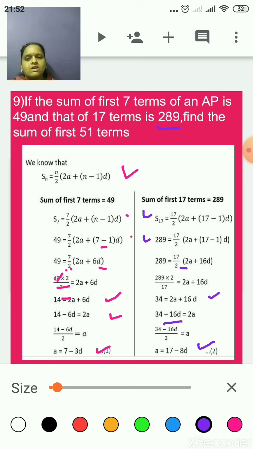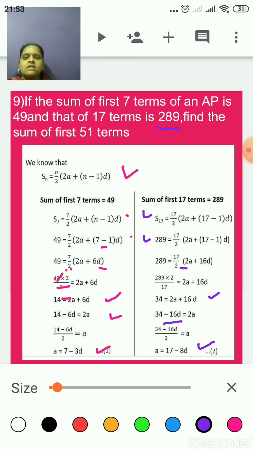Now again I will repeat, you can solve this sum with different methods. What are those different methods? You will find a and d are the variables. So solve these two equations simultaneously by linear equations in two variables and find the a value. In that also there are many methods. Here I have applied the substitution method.